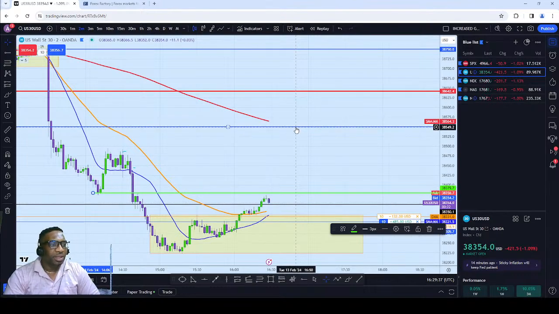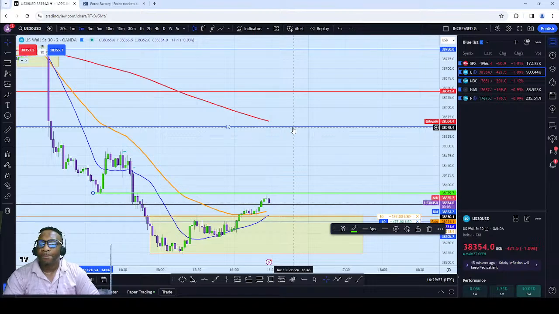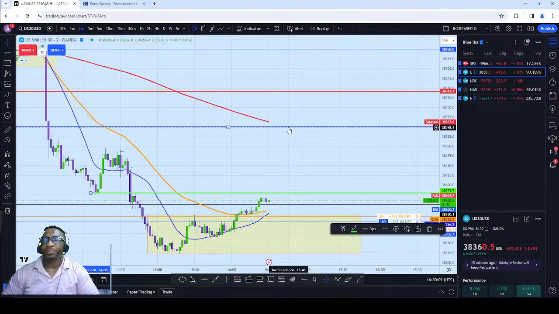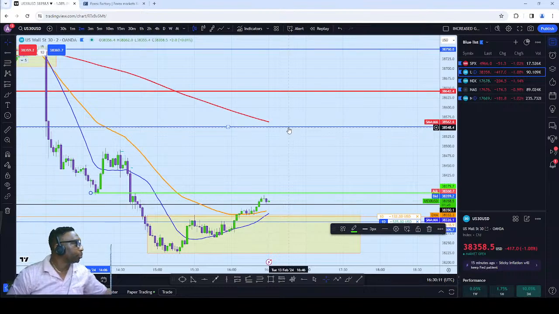Okay, now NAS has reversed and it's turning up again, whilst US 30 is turning around. So those of us who took the trades, are we all in profit? Let me know.